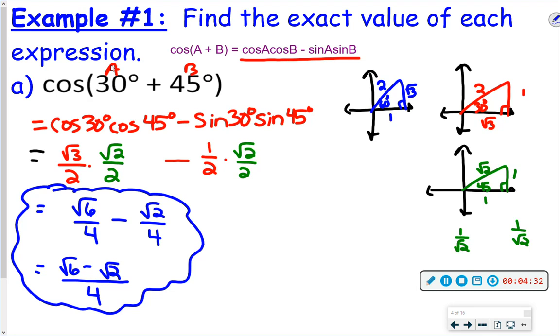So a little bit more work than maybe what we're used to, but technically, we really just found the cosine of 30 plus 45, the 75 degrees. There it is, square root of 6 minus square root of 2 over 4, using our formulas.